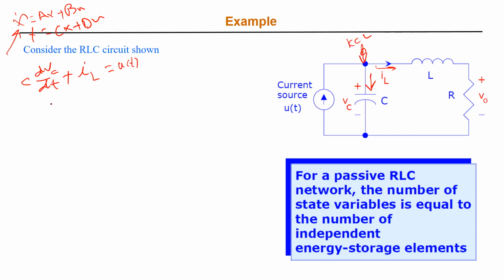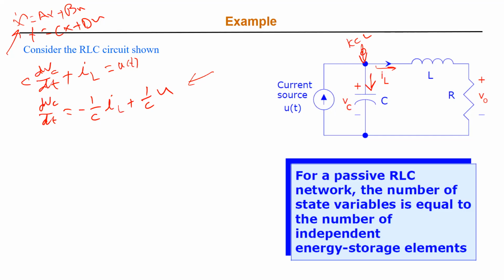So let me rewrite it a little bit differently. I want the derivative on one side and the rest on the other side. So this is going to be dvC/dt equal to minus 1 over C IL plus 1 over C u. So this is one first order differential equation. How many more differential equations do I need? Another one.